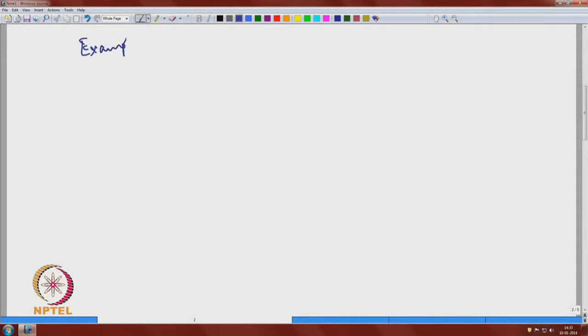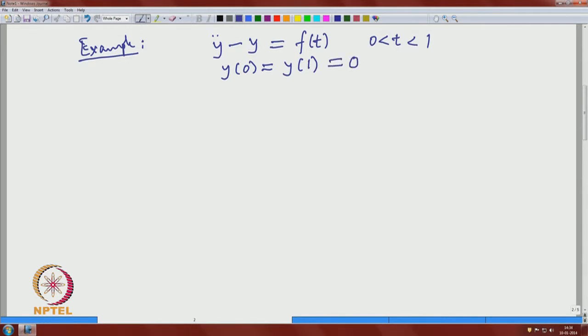So, example, very simple one. y double dot minus y is equal to f, in the interval 0 less than t less than 1, and again I take the boundary conditions as y vanishing at both the endpoints 0 and 1. So, this is a second order equation with constant coefficients. So, if you study the homogeneous equation, e to the t and e to the minus t are linearly independent solutions of the homogeneous equation.